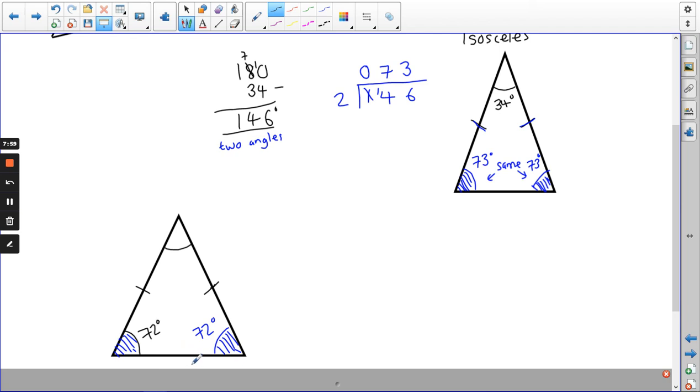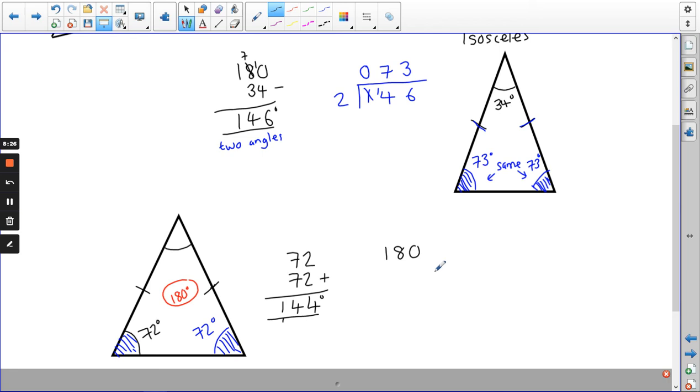Okay, so if you've got both the bottom angles, add them together. So 72 add 72. And I did have both of them, even though I only had one to start with, I know they're the same because it's isosceles. So that's 4, 14, so 144 degrees. And now I take it away from 180. Remember, 180 degrees inside a triangle. So take it away from 180.